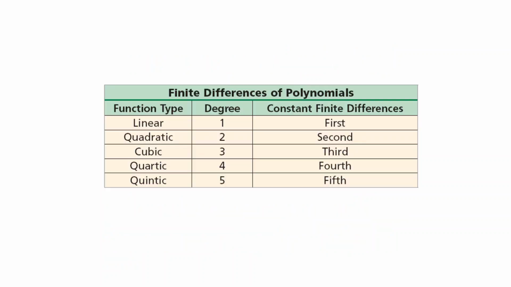This table tells us about the finite differences of polynomials. If your function type is a linear function, the degree of your exponent is going to be 1, so we'll just see an x. If it's quadratic, the degree is going to be x squared, 2, cubic, x to the third, quartic, x to the fourth, and quintic is going to be x to the fifth. And you will find those differences in the first row for a linear, second for the quadratic, and so on. Let's do an example of that.